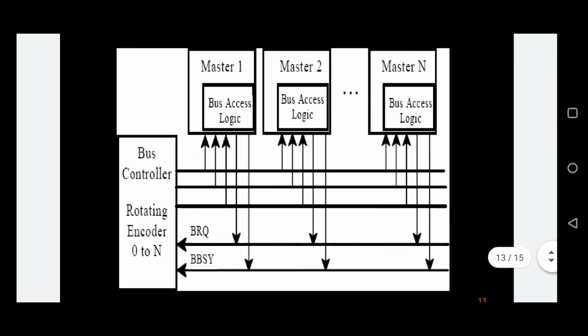is the polling method. In this polling method, it again has the bus request signal and the bus busy signal. Here in this method we can use addresses of the masters and the controller. The controller sends the address of a device to grant bus access. So instead of BGR as in the daisy chaining method, in the polling method we are using the bus address, that is, the address of the device.